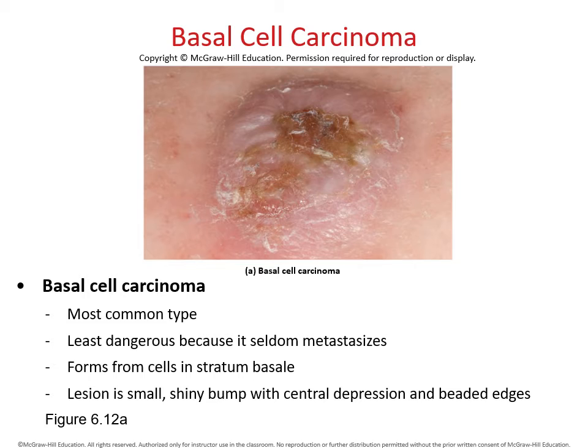This is the most common type. It is also the least dangerous, and that's because it tends to be a very localized cancer. So it's a cancer that doesn't easily metastasize, or spread over to a secondary location.